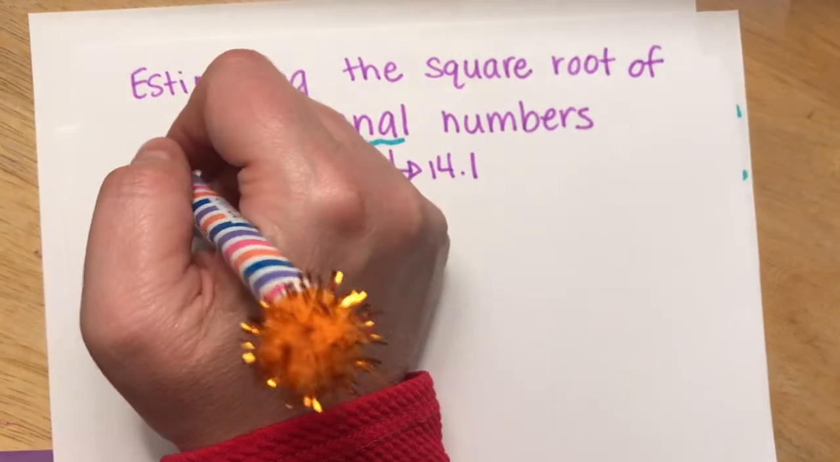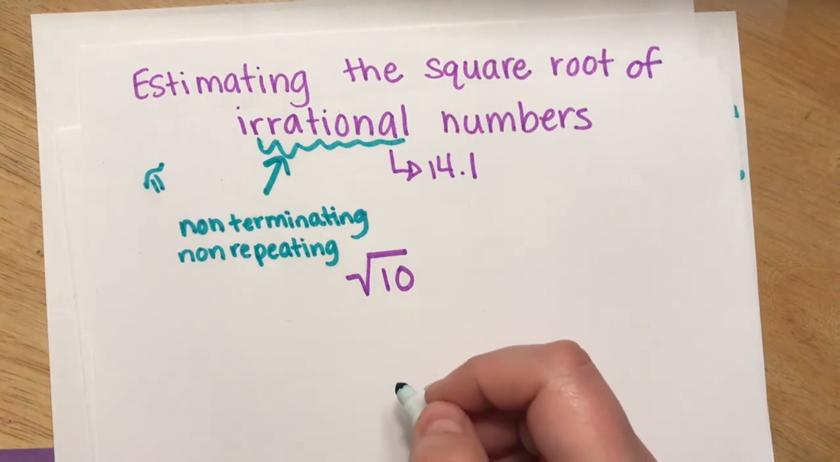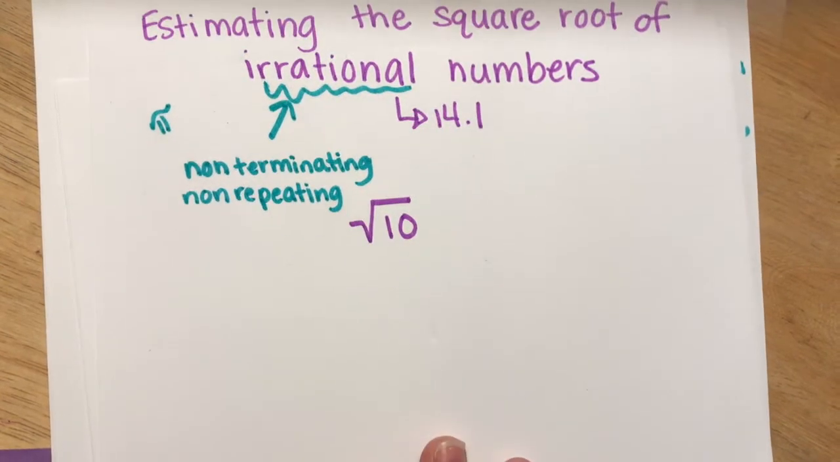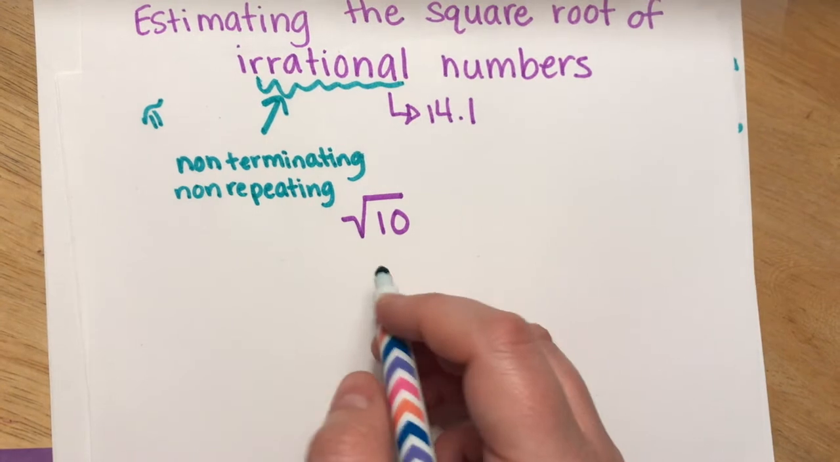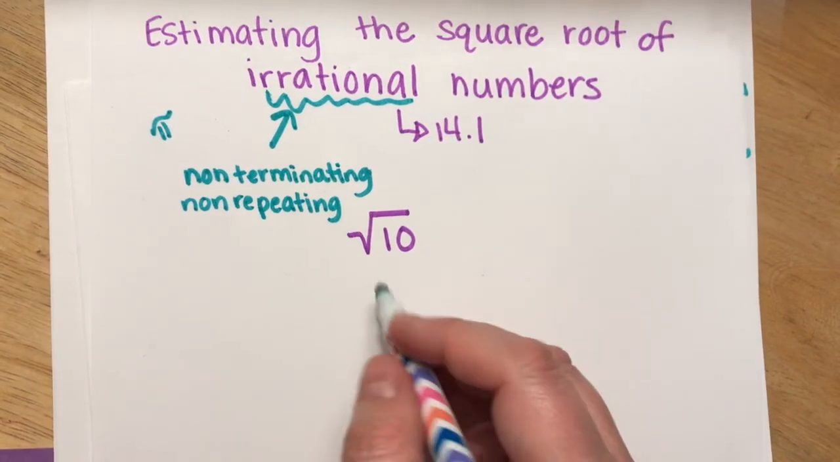It's 3.14159265, and nothing ever repeats in there. It doesn't follow a pattern in the end. It just goes on and on and on with no numbers repeating in the decimal places. And so the square root of 10 is one of those numbers. And so we're going to be estimating how to find the square root of that.